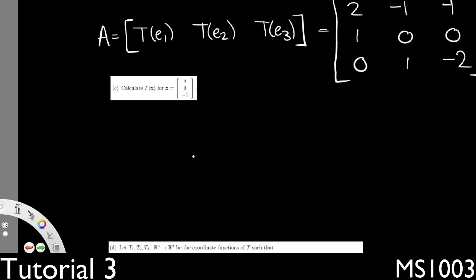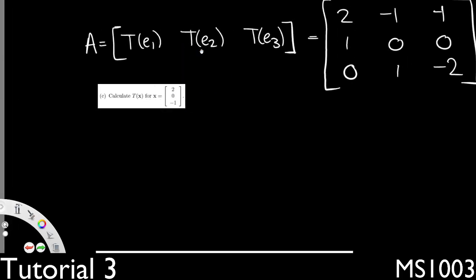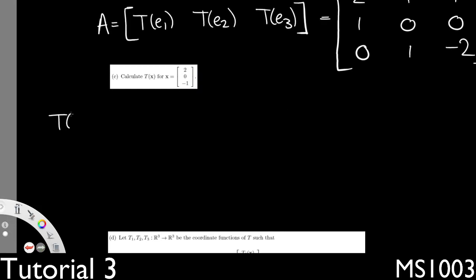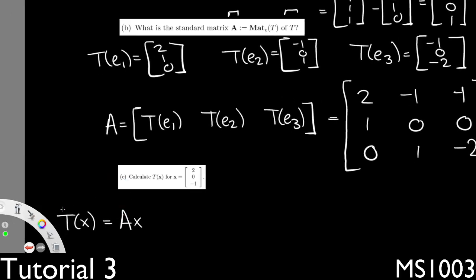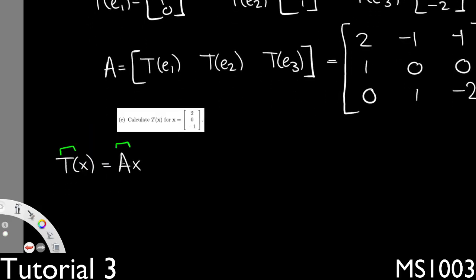And for part C now, it wants me to finally calculate Tx for some given x. And from part B, we can just use our matrix instead. So applying T to a vector x is the same as multiplying that vector by a matrix. Okay, and this is why, kind of annoying, but we distinguish between the linear map and the matrix. They're not the same thing. The linear map does something, and we can represent what it does by a matrix, but they're not technically the same thing.